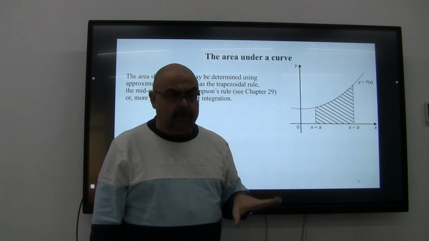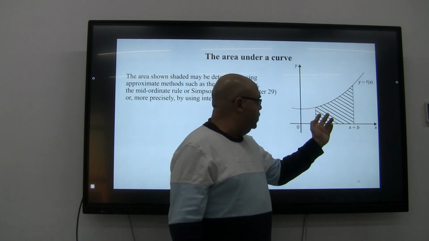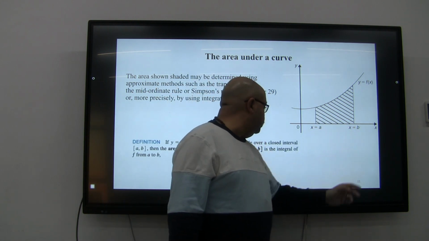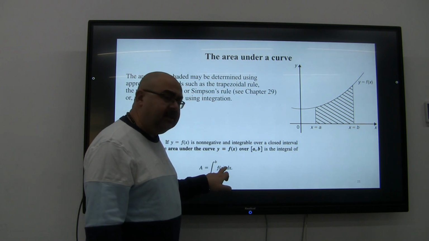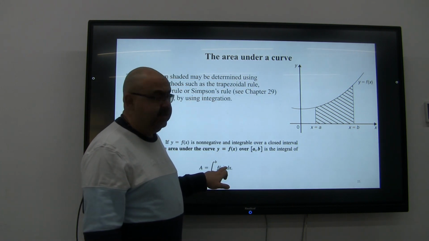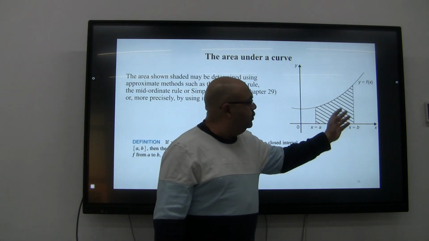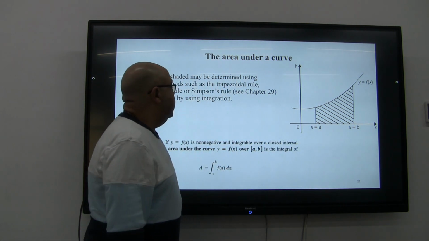It's very, very simple. All you have to do is to integrate the function starting from the lower limit to the upper limit. So, integrating from a to b f of x dx will give you the area under the curve from a to b, the shaded area, as you can see.